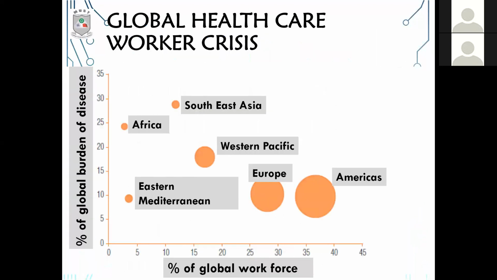Next, we have a few graphs to illustrate these points. First is the global healthcare worker crisis. From this graph, you can see that there is a mismatch between the percent of global workforce and the percent of global burden of disease, with the larger percent of the global workforce not representing the larger percent of the global burden of disease.